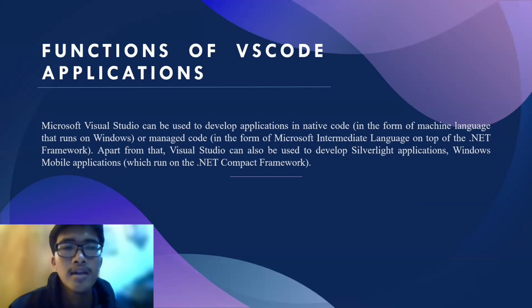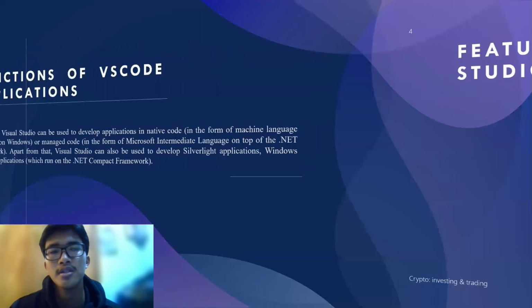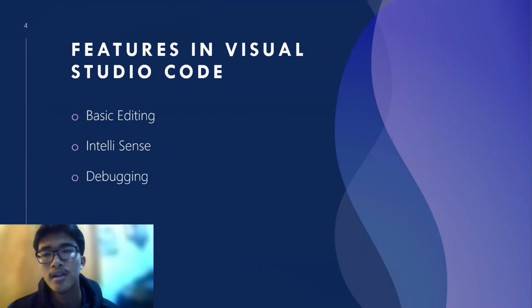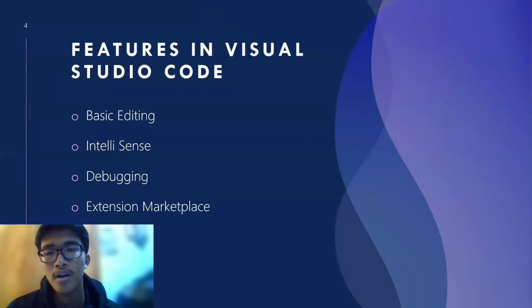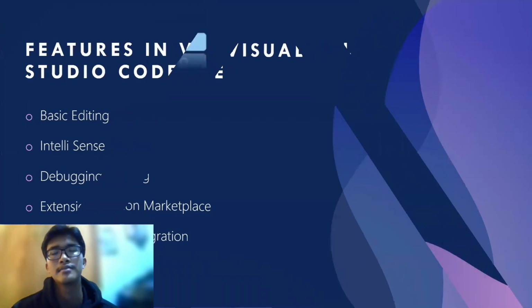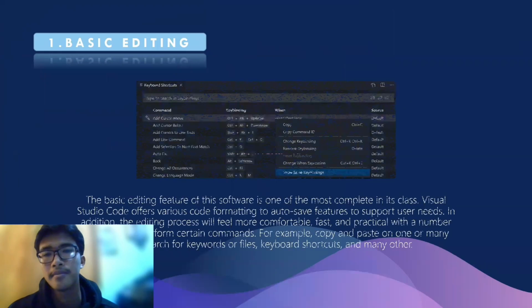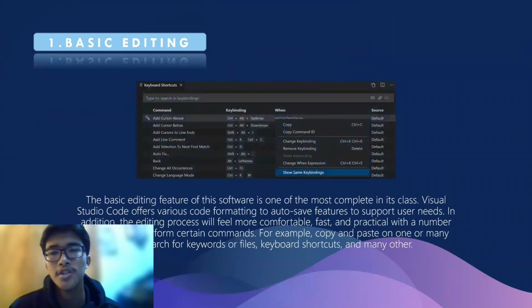After discussing the function of VSCode, we will discuss what features are in VSCode. Features in Visual Studio Code: the first, basic editing, IntelliSense, debugging, extension marketplace, and the last, GitHub integration. First, we will discuss about basic editing. The basic editing features of this software is one of the most complete in its class.